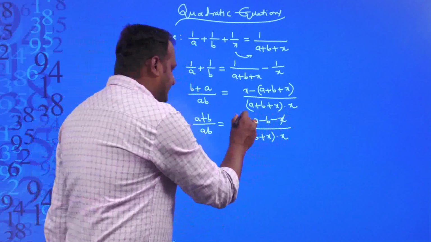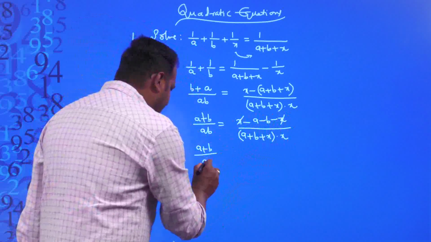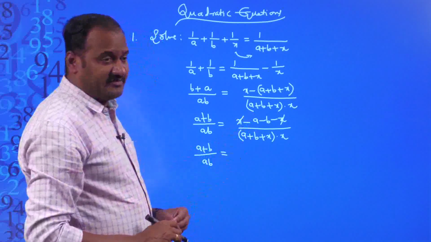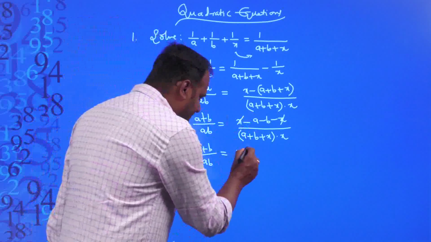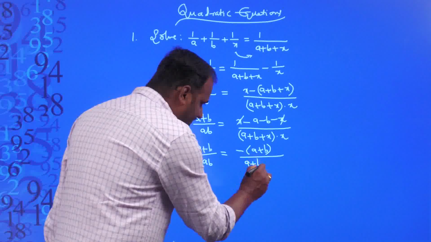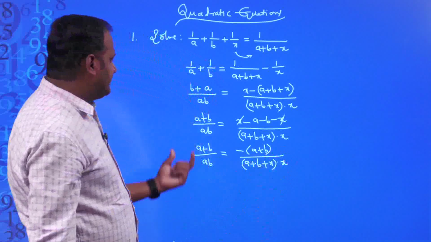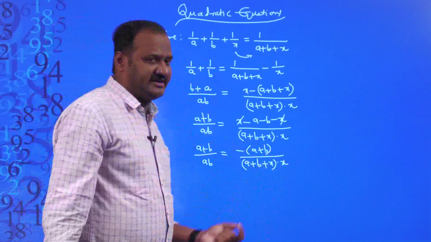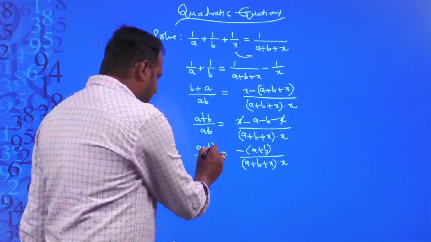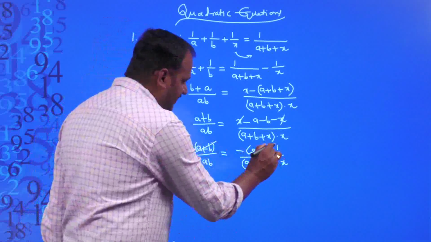You can cancel this x, and the remaining terms: a plus b divided by ab is equal to minus a minus b. If you take one minus common from both terms, then it is minus of a plus b divided by a plus b plus x multiplied by x. See, there is a single term in the numerator and a single term in the denominator, and in the numerator of the right hand side also. If both terms are the same, then we can cancel them: a plus b once and a plus b once.